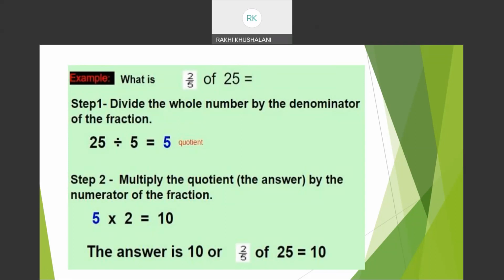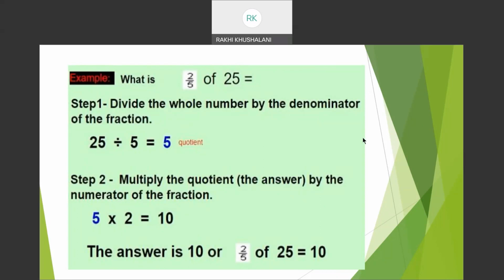Now multiply this quotient, the answer that you have got, by the numerator of the fraction. What is the numerator here? 2. So 2 into 5 gives me 10. So basically 2/5 of 25 is 10 in numbers.